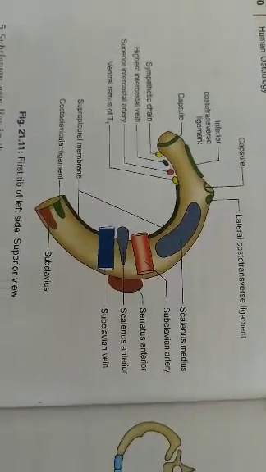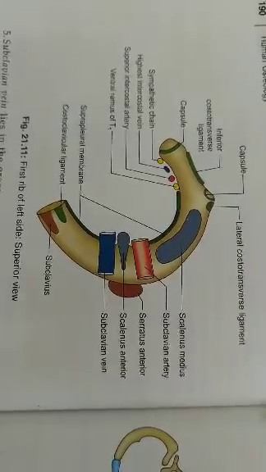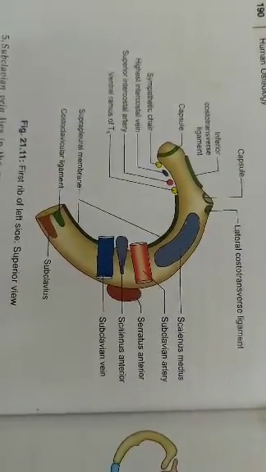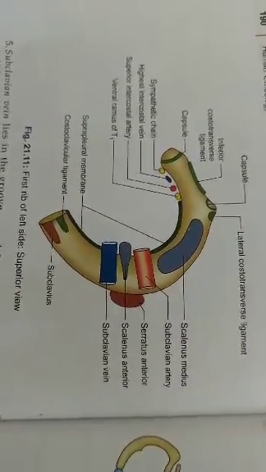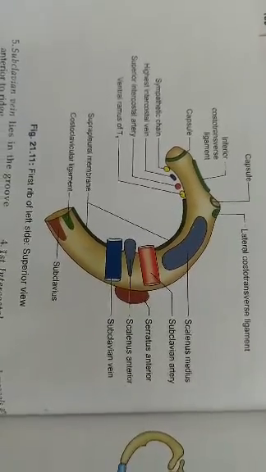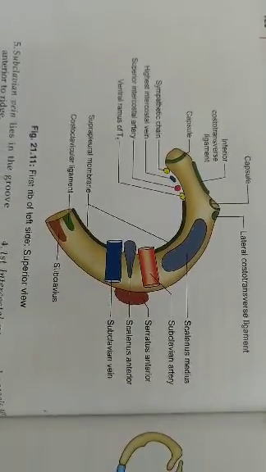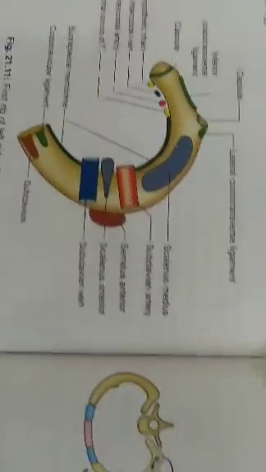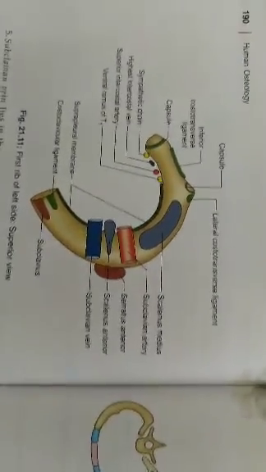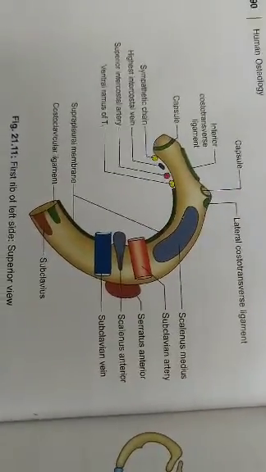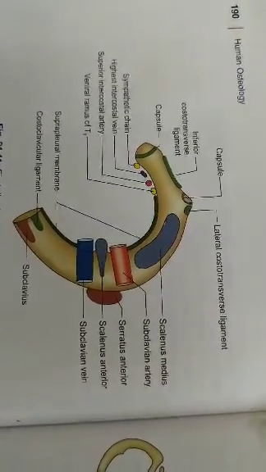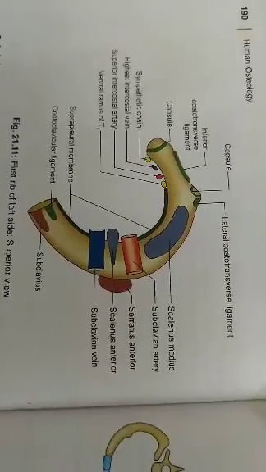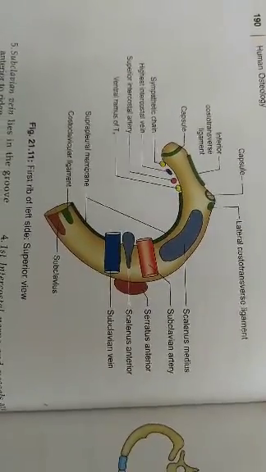Dear students, today we shall learn about the first rib. It is one of the atypical ribs, and you know there are 5 atypical ribs: first, second, 10, 11 and 12. So these 5 ribs are atypical ribs.